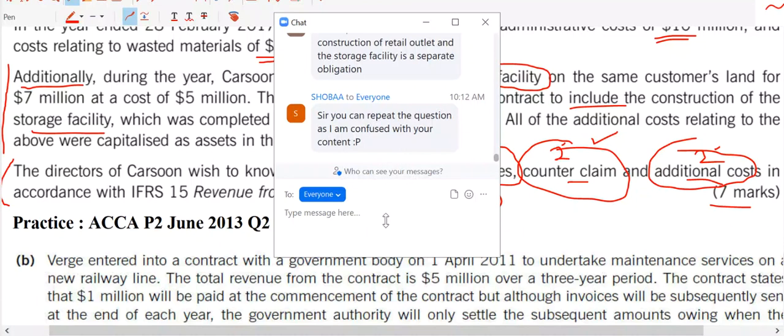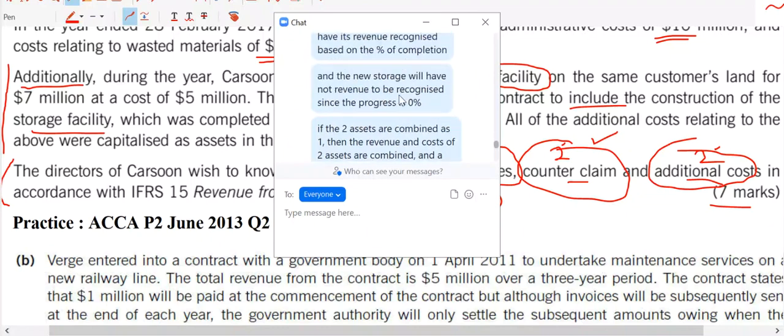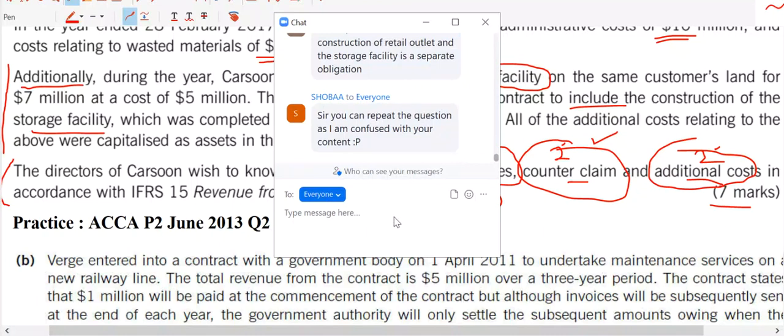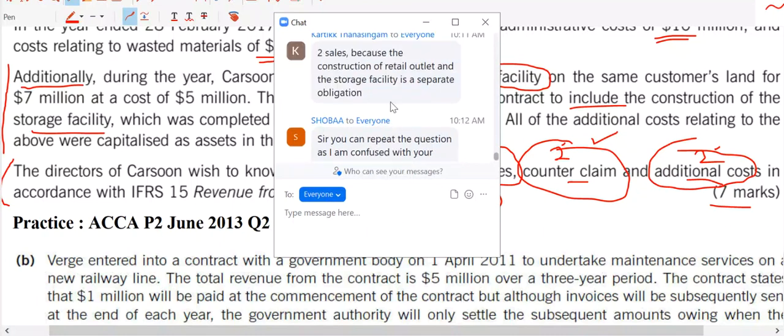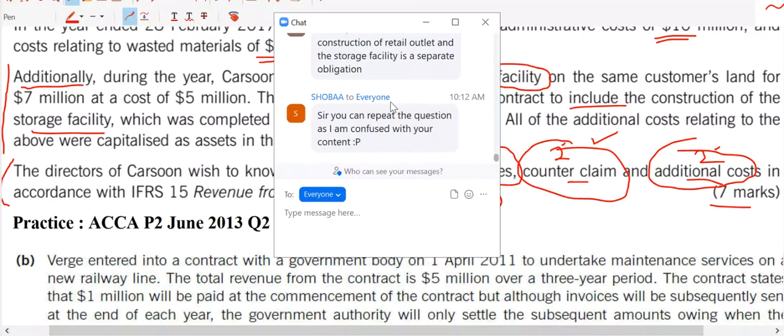Okay, so can you repeat the question? I'm confused with your content. Is everything confusing, or is there any particular point that you're confused about? Well, I'm still waiting for Karthik's reply. Any keywords in the question telling us that the retail outlet and the storage facility are actually two separate applications?